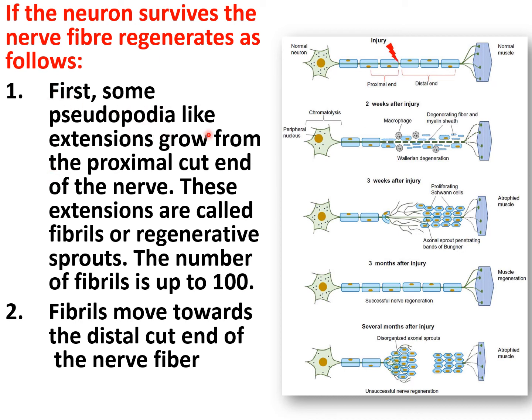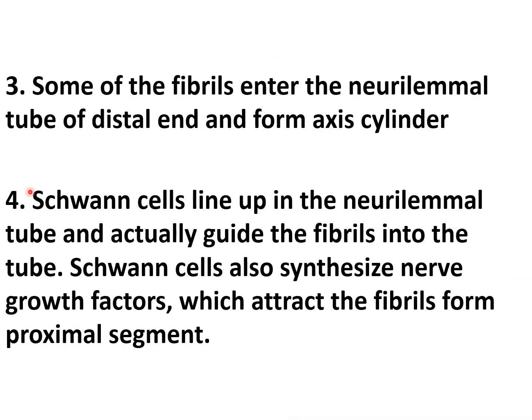First, some pseudopodia-like extensions grow from the proximal cut end. These extensions are known as fibrils or regenerative sprouts. The number of fibrils is up to 100. Fibrils move towards the distal cut end of the nerve fiber. Some of the fibrils enter the neurilemmal tube of the distal end and form the axis cylinder.